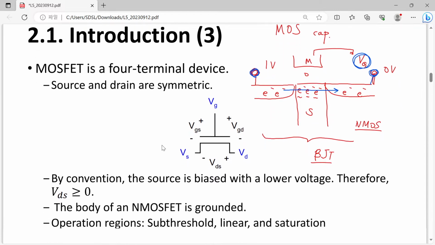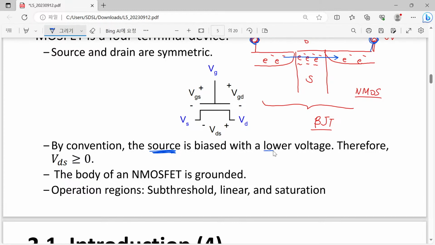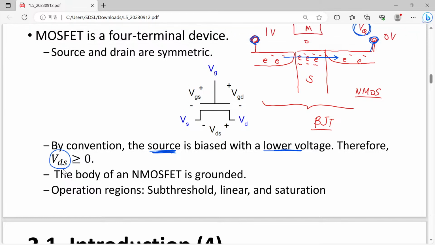And yes, by convention, the source terminal is biased with low voltage. So for a MOSFET, we can assume that the drain-to-source voltage is always a non-negative value, and the body of a MOSFET is grounded. Why is the body of a MOSFET grounded? Using the substrate tap, we make an intentional connection between our ground and the p-type substrate. Okay, so this is all for the structure itself.